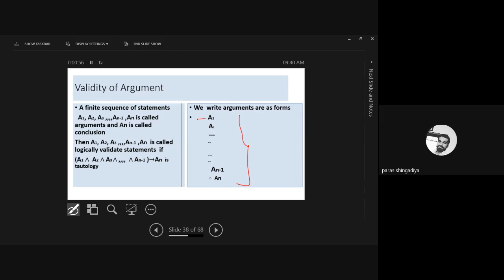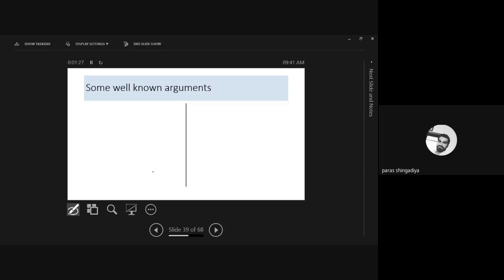If we consider the sequence up to AN minus 1, up to the last second, and then combine it using the AND operator: A1 and A2 and A3 and up to AN minus 1. Bracket over, conditionally to the conclusion. The last one, denoted by therefore AN, that is our conclusion. So conditionally to the conclusion, if it is a tautology, then we can say that it is a valid argument. This collection is the valid argument.